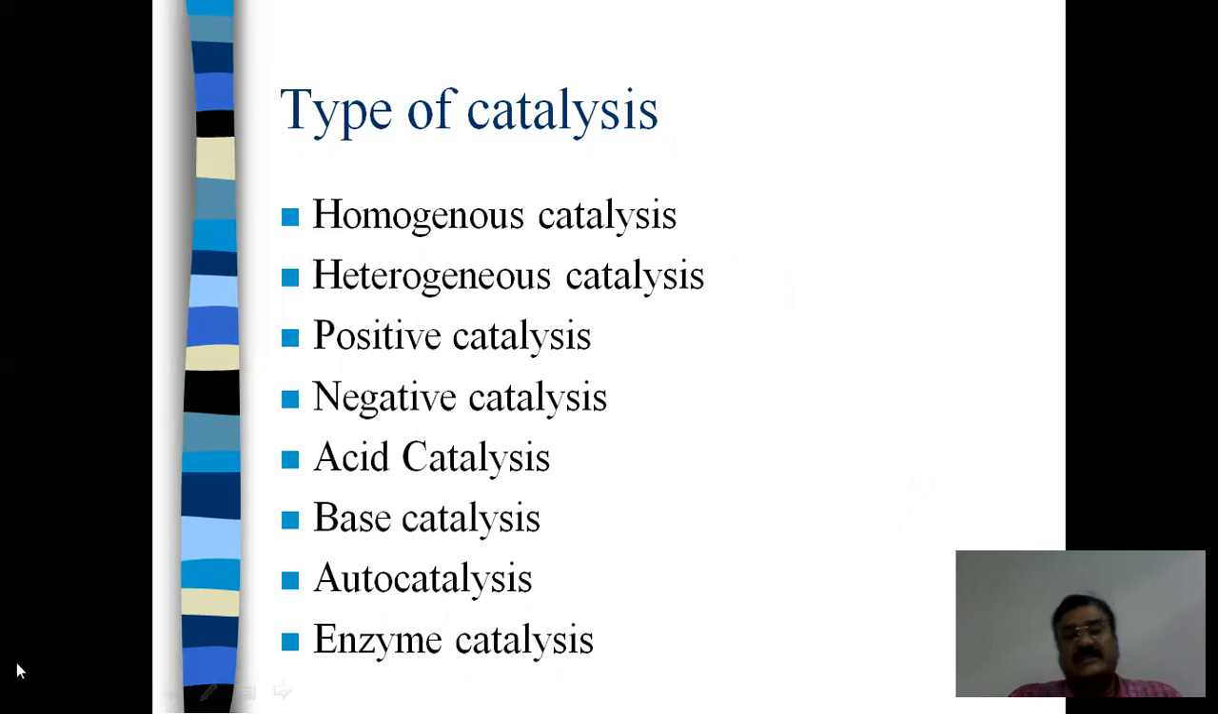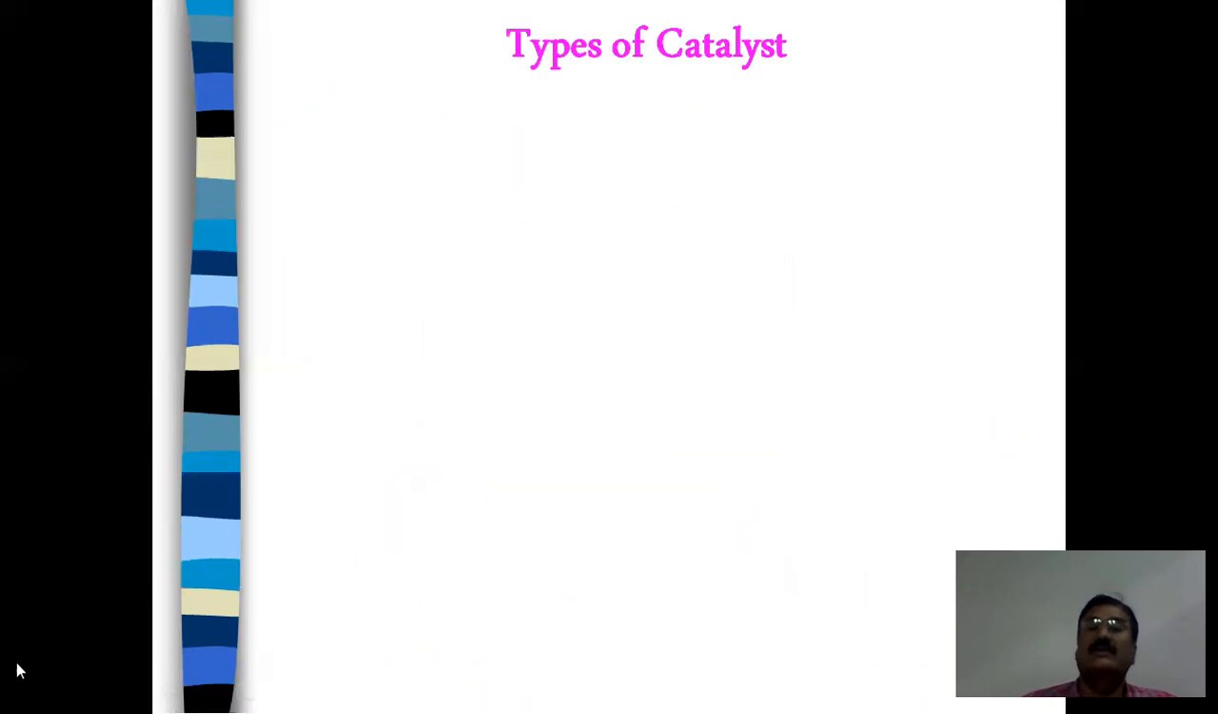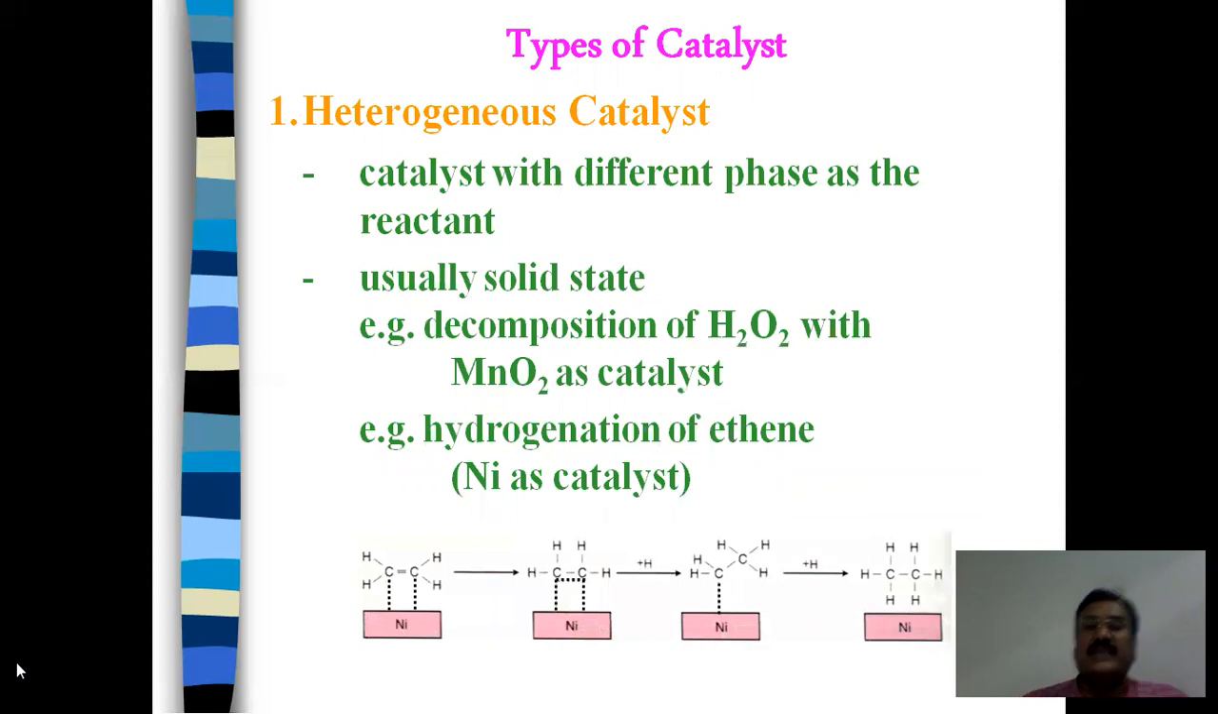These are the types of catalysis: homogeneous catalysis, heterogeneous catalysis, positive catalysis, negative catalysis, acid catalysis, base catalysis, autocatalysis, and enzyme catalysis. First one is heterogeneous catalysis. In this, the catalyst is in a different phase from the reactant. It means reactant and catalyst are in different phases. Usually the catalyst is a solid. An example is decomposition of H2O2 with MnO2 as a catalyst. Another example is hydrogenation of ethene, where nickel acts as a catalyst.